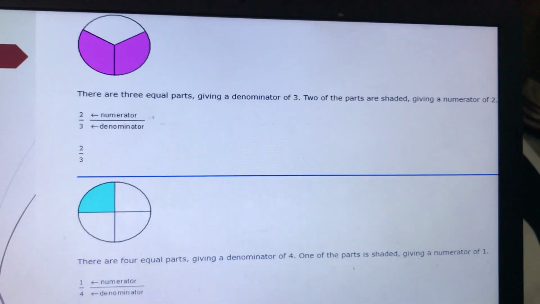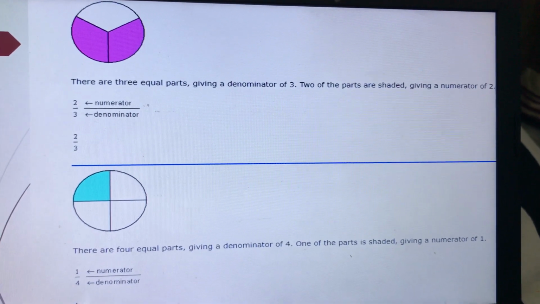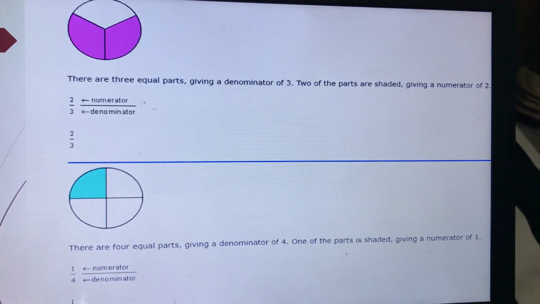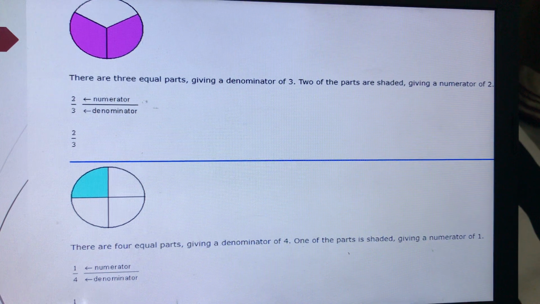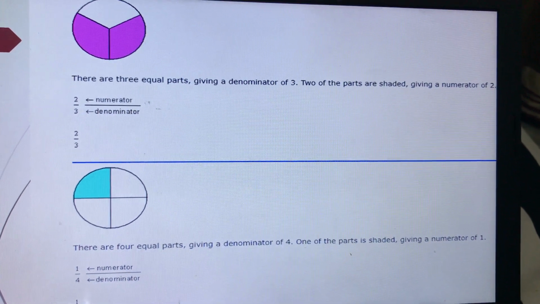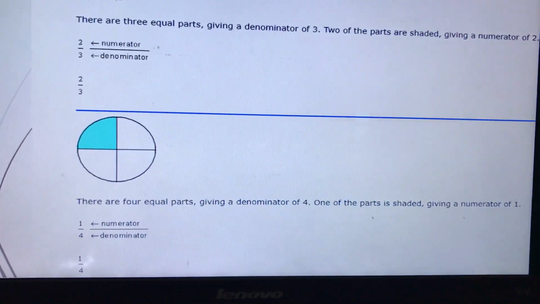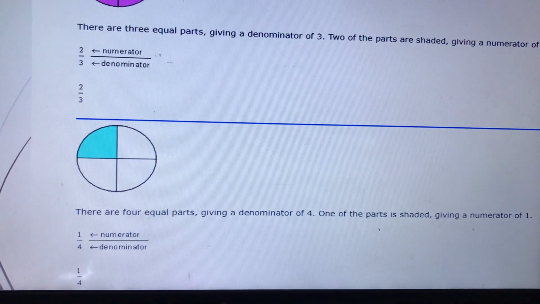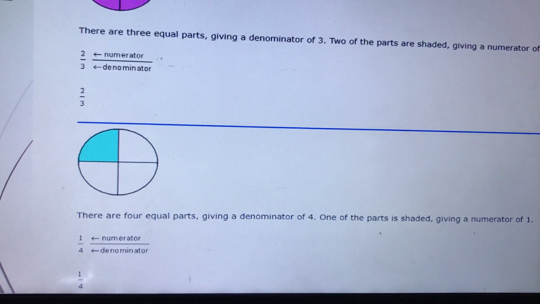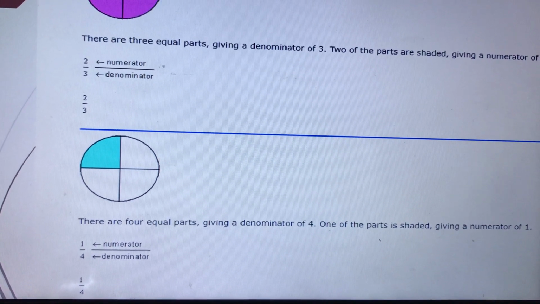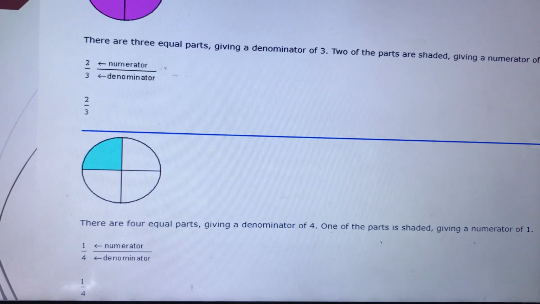Similarly, if I talk about the second figure, there are 3 equal parts and my denominator will be 3 here. The number of shaded parts is 2. So the fraction is 2 by 3 in which numerator is 2 and denominator is 3. Again for the third figure I am having total number of equal parts is 4. The shaded part is 1. So my fraction is 1 by 4 and the numerator is 1 here and denominator is 4.